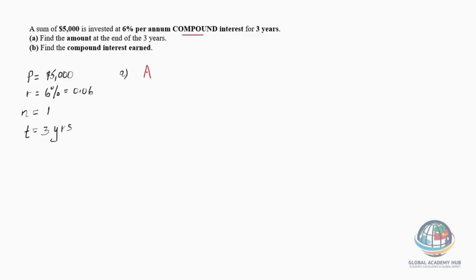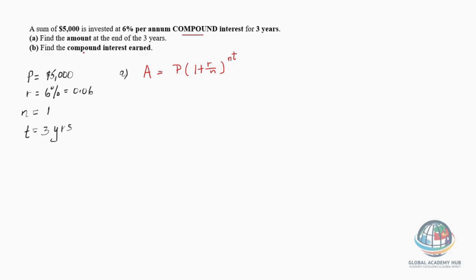So the formula we're going to use here is A equals P times (1 plus R over N) raised to the NT power. And so let's first figure out what these variables represent. A is the amount. That's the total amount after interest. That's what we're trying to find here. And P is your principal. That's the amount you start with.